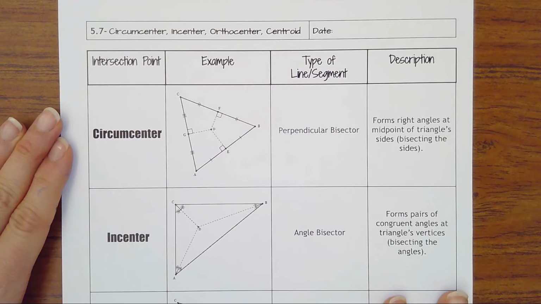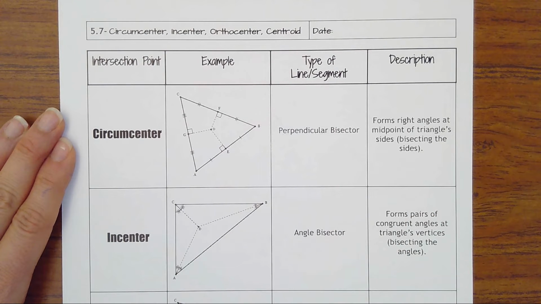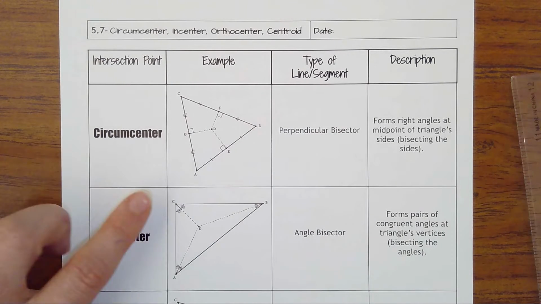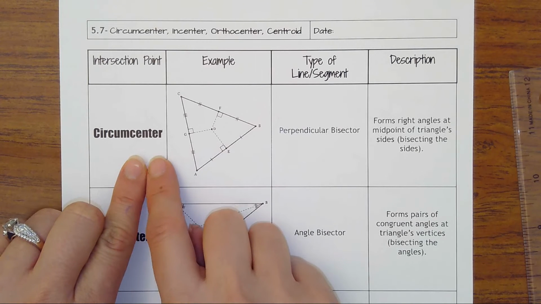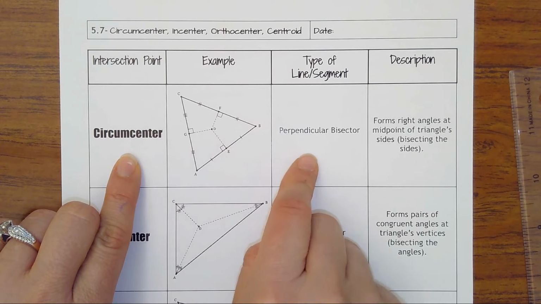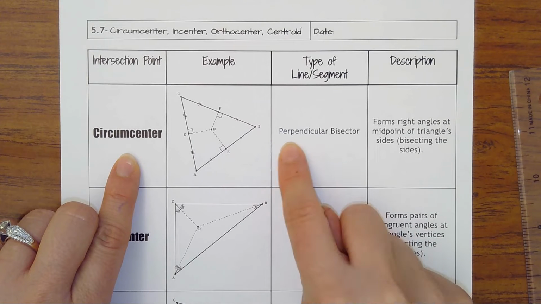So let's just talk about it, and then your Delta Math will be using this table to answer questions about the triangles you see, and I think you can figure it out using this. So first we have the circumcenter. Circumcenter is the center point, that would be D in this case. They're formed by perpendicular bisectors. So let's break that up.